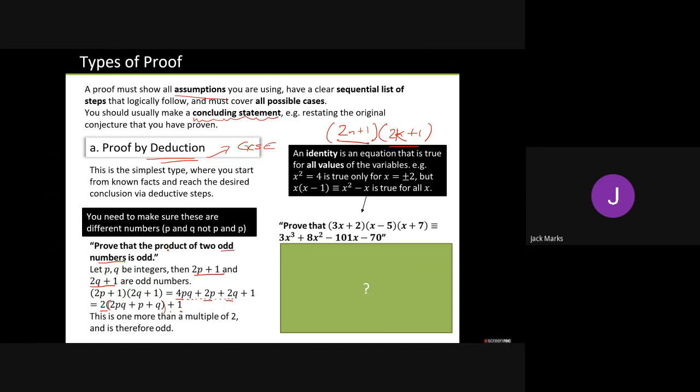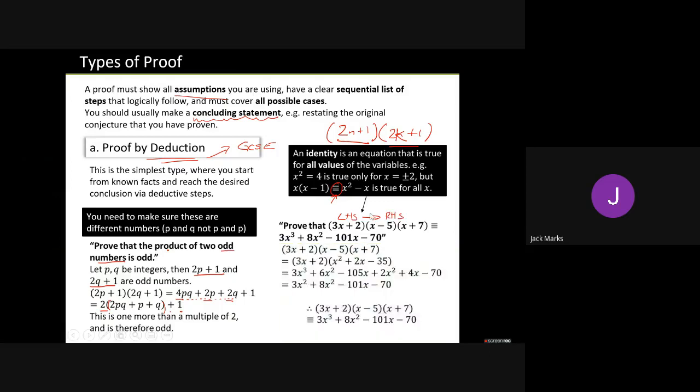An identity, which we talked about earlier, is something that holds true for all values of x, and you might now see from the factor theorem why we can put those 3 lines there. So prove that this is this. What you generally want to do is start with the left hand side and show that you can work it to the right hand side. There's nothing really more interesting going on here.